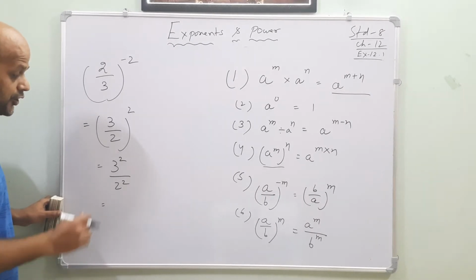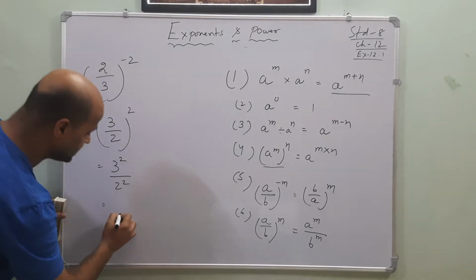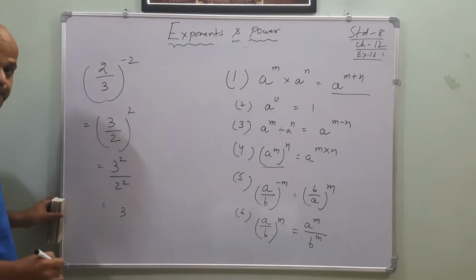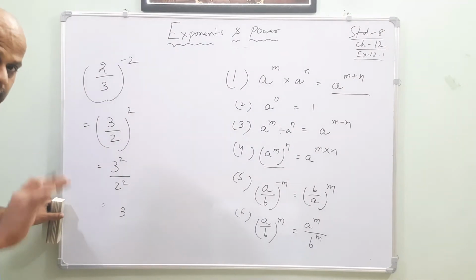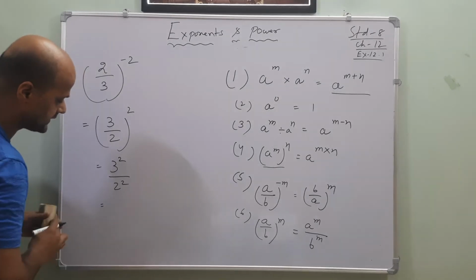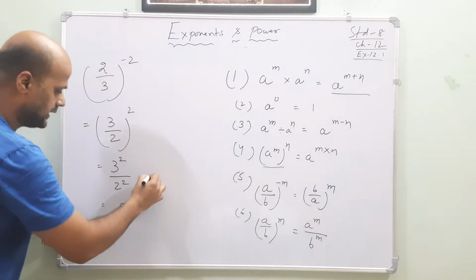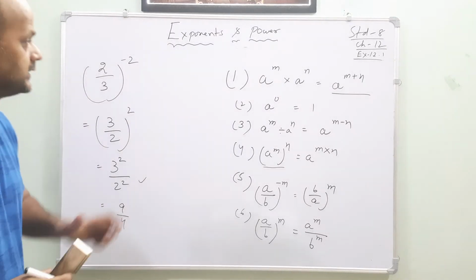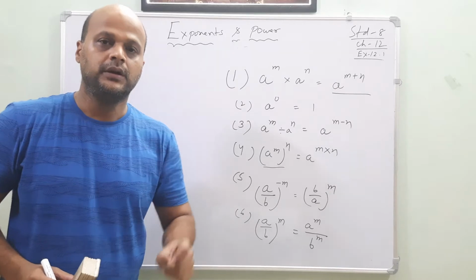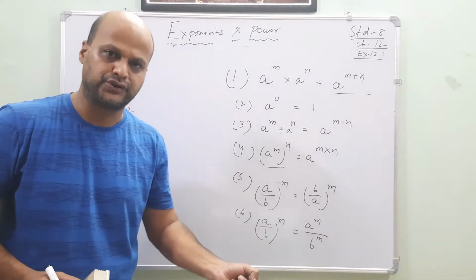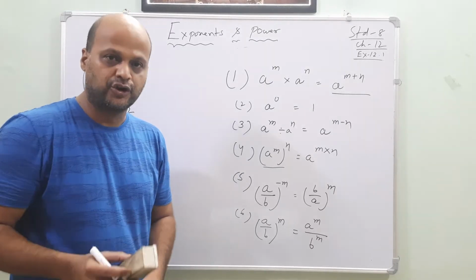Is there another formula here? No. So you have to write the same thing. What is that? 9 by 4. Or you can stay here also. Understood, my dear friends? In this manner you have to solve the questions one by one by using different rules of exponents and powers, my dear friends. Understood? Let's go to the next one.